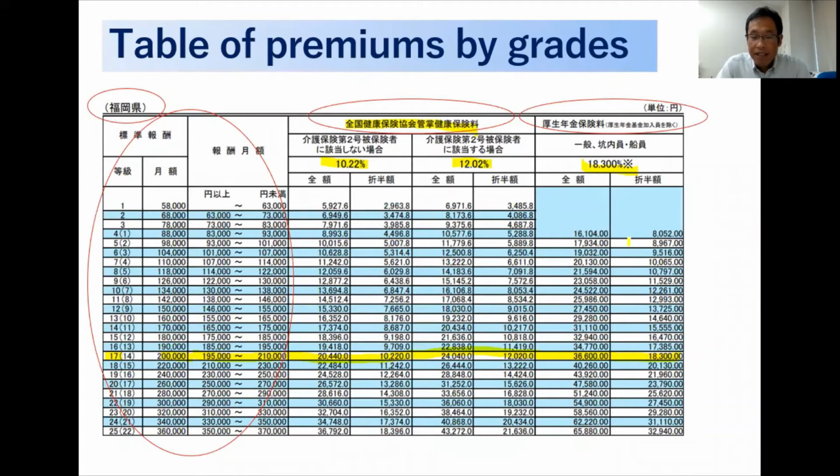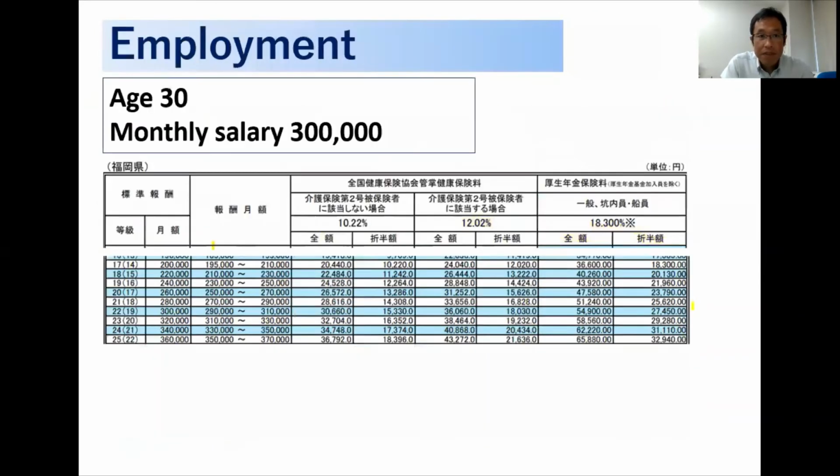Health insurance premium and pension insurance premium both have two parts, here and here. This shows all of the premiums calculated by 18% or 10% or 12%, before splitting between the company and you. That's why the right side shows the premium after splitting with the company. I mean, you have to pay the premium here. I will introduce one example next.